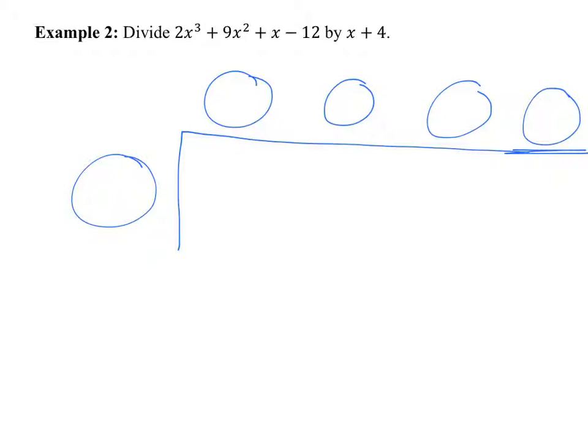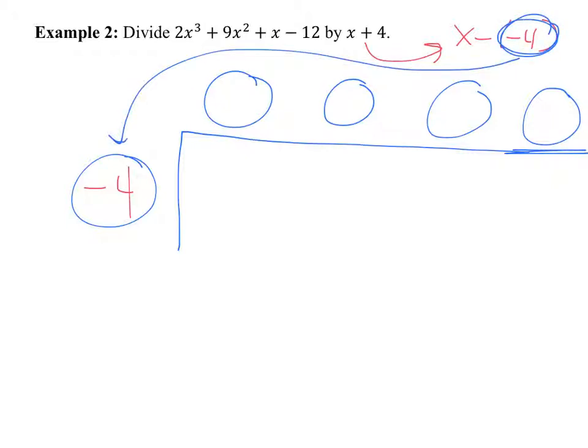What do we have for these numbers? Fill them in for me real quick. The number in front is what? The c value? -4. Okay, because clearly this is x minus -4, and whatever this quantity is always goes in the front. Along the top, Ben, what do you got along the top? 2, 9, 1, -12. Okay.